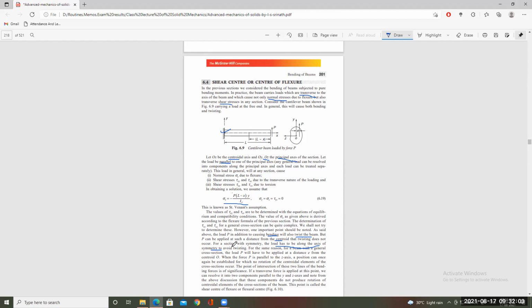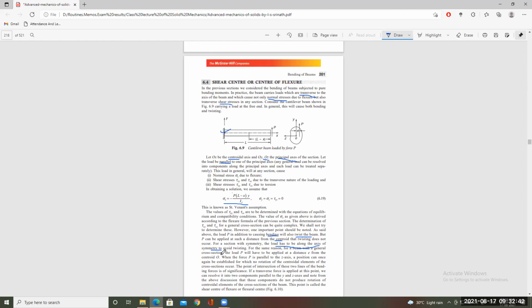In the same way, for a general cross section, the load P has to be applied at a distance e from the centroid. For a beam with a general cross section like this, there is no particular shape, like an L shape, Y shape, T shape, hexagonal or circular shape, but it will have a general shape. For a general shape cross section like this, P will have to be applied at a distance e from the centroid.